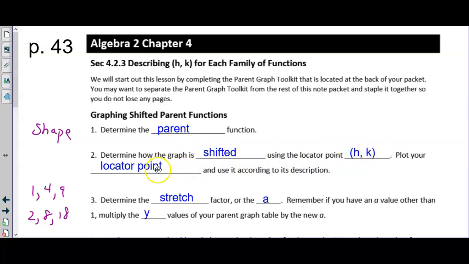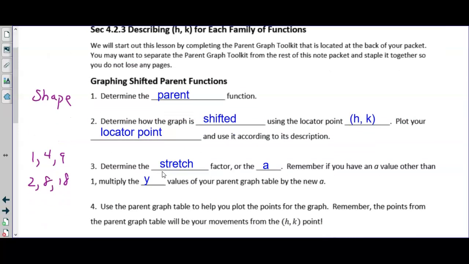Plot your locator point, which might be the intersection of asymptotes, or it might be a vertex, or it might be a flattening point, or a starting point in a square root graph. Whatever it is, plot that first.